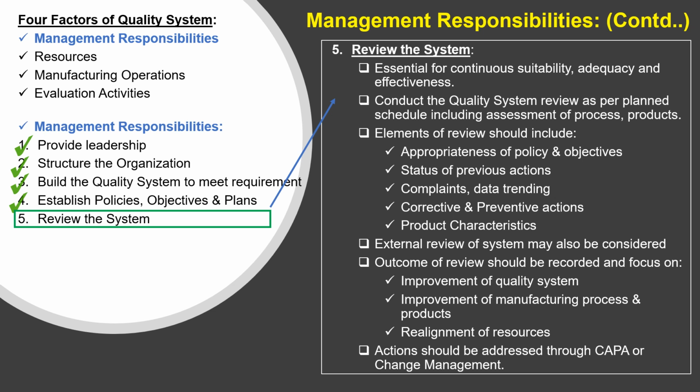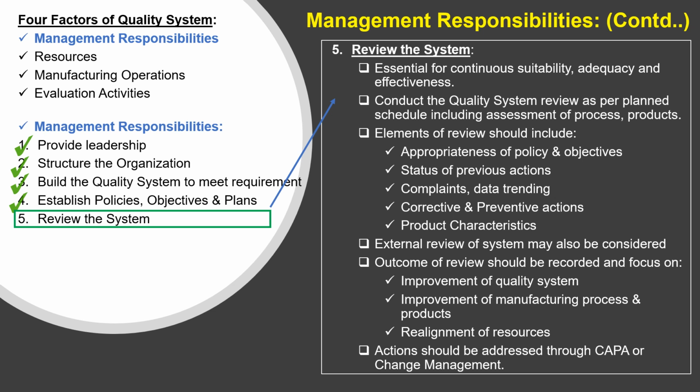Elements of the review should include, but not be limited to, the appropriateness of policies and the objectives, status of the previous action items determined during the review, complaints and the data trending, corrective and preventive actions implemented for the non-conformances, and the product characteristics. Management should also consider the need of external review of the system as and when required.